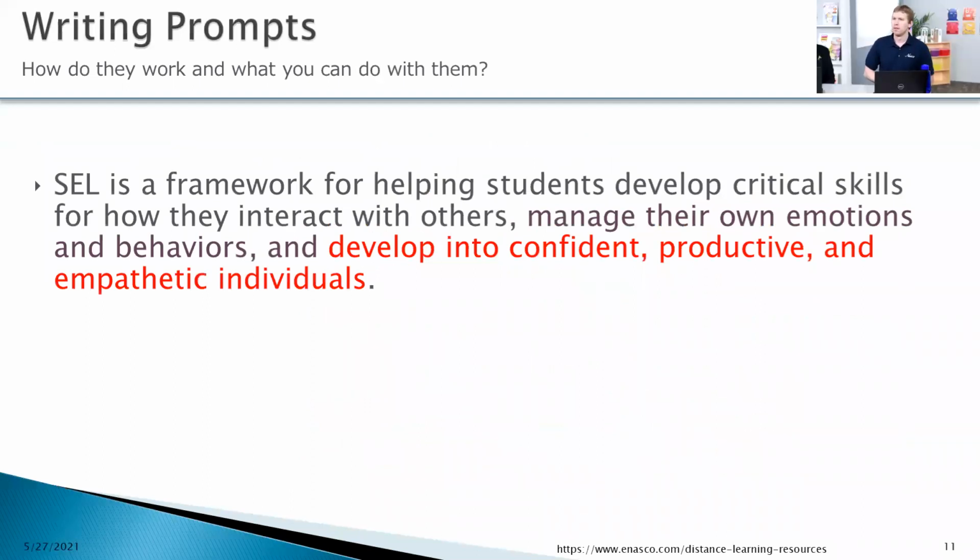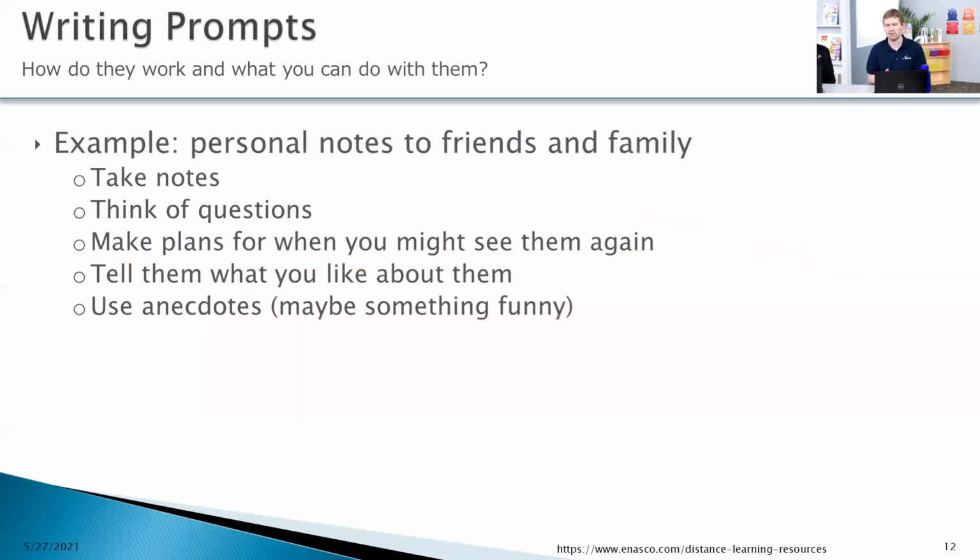All right. The last section that we're going to talk about is developing that confident, productive, and empathetic individual. This is the last part of the framework that we really want to focus on: some different writing prompts, and then some different activities as well. One thing we can talk about, which reflects back to the opportunity to connect with those we may have lost touch with, is writing personal notes to friends or family, especially when it's not expected.